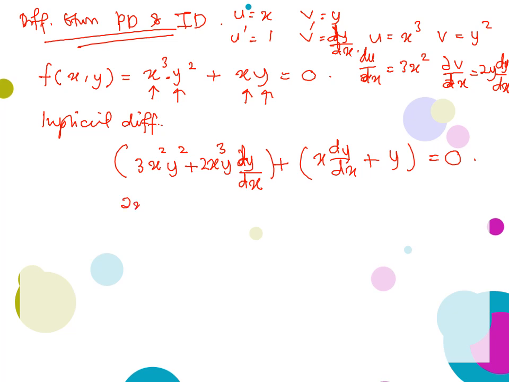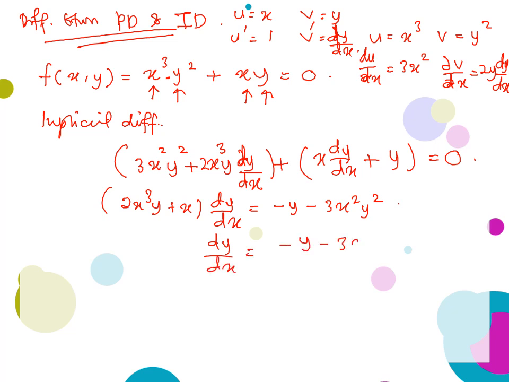So you have (2x^3 y + x) dy/dx equivalent to minus y minus 3x^2 y^2, and thus dy/dx is equivalent to (minus y minus 3x^2 y^2) over (2x^3 y + x). Okay, so you will get the differentiation of your function y here with respect to x only.